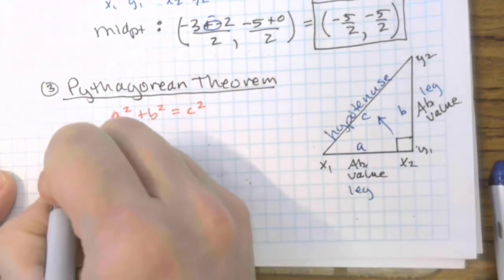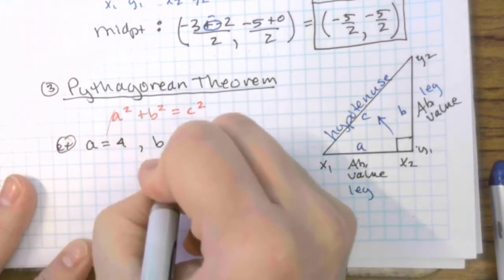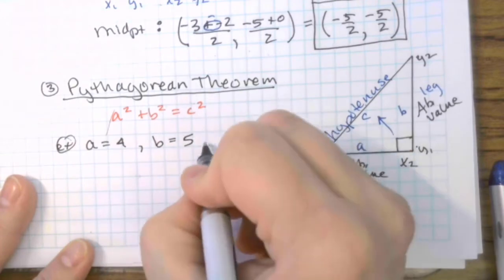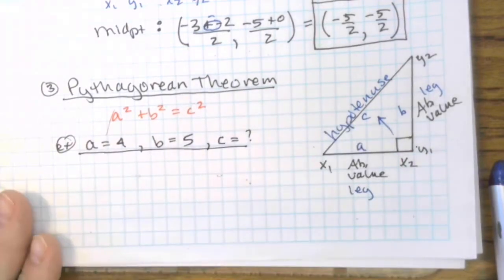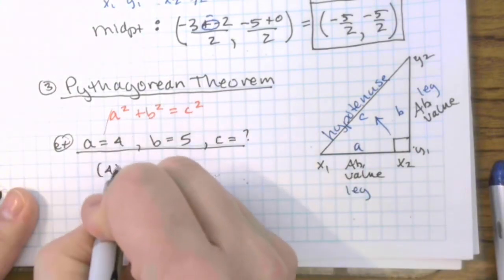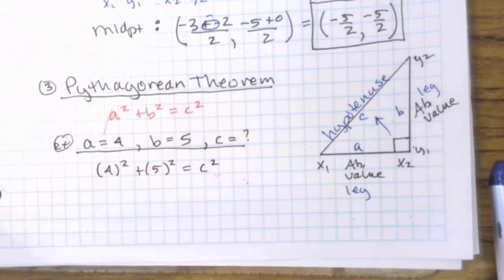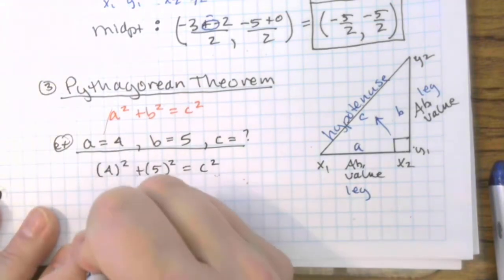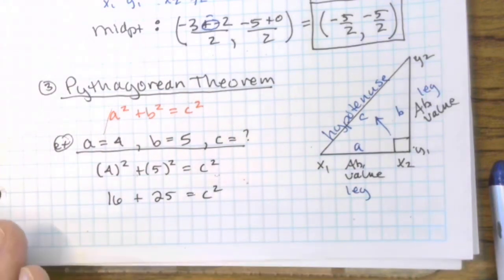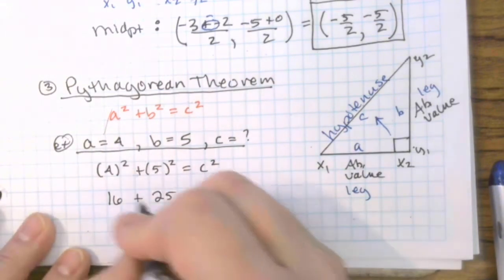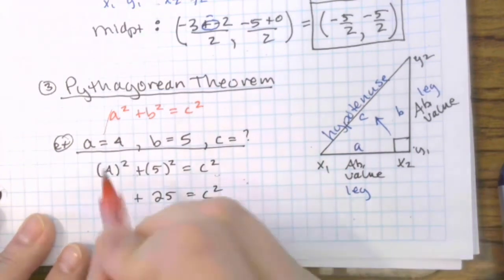So for example, let's say that you found length A was 4, length B was 5, and you needed to find C. You would substitute those lengths into the formula. So 4 squared plus 5 squared equals C squared. Simplify. 4 squared is 16, 5 squared is 25. So exponents first, then add or subtract. That's 41 equals c squared, and then extract square roots.